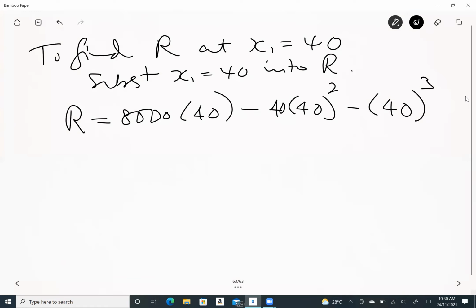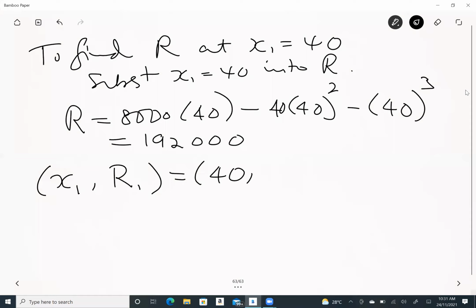Let's look at the book. You will get 192,000. That 192,000 at x1 equal to 40 is actually our critical point. You call it R1. You will get 40, 192,000. That is our critical point.